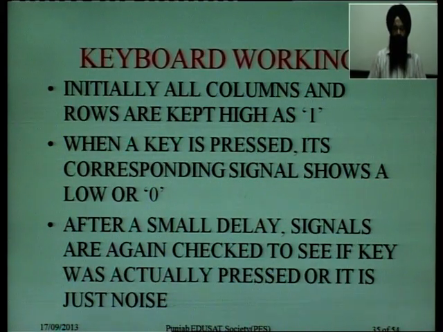Now, keyboard working, we will discuss again in detail. Initially all columns and rows are kept high as 1. When a key is pressed, its corresponding signal shows a low or 0, and after a small delay signals are again checked to see if the key was actually pressed or if it is just noise, as we have discussed in the flow chart.